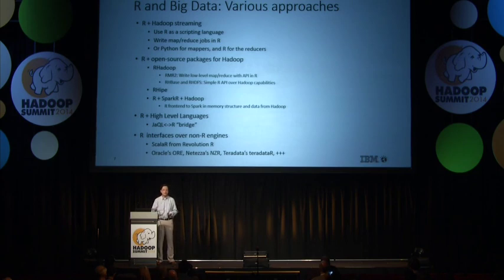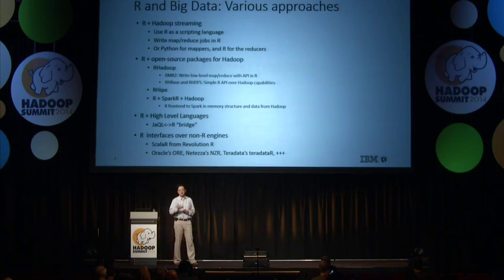When you write a MapReduce application, you can use languages other than Java. So in this case, you can use not only Python, you can do that, but you can use R to implement your mapper and reducer functions. So it works, but it takes fairly careful implementation, right?